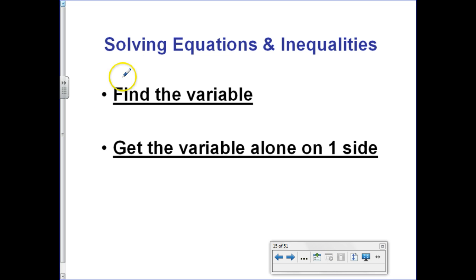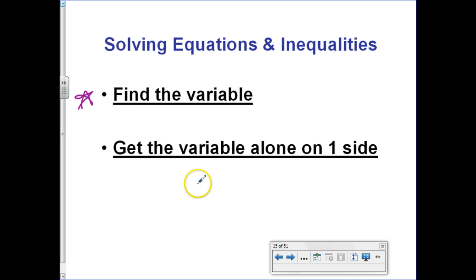Okay, the big thing that you're going to do today, and it's very similar to the rules that I always tell you for solving equations or inequalities, is the first thing you need to do is find the variable, which sounds like kind of a ridiculous thing to say. You're just going to look at it and say, duh, there's x or y or m or whatever variable it is. However, at this point, you're going to see the variable all over the place. So you need to be conscious and aware of that.